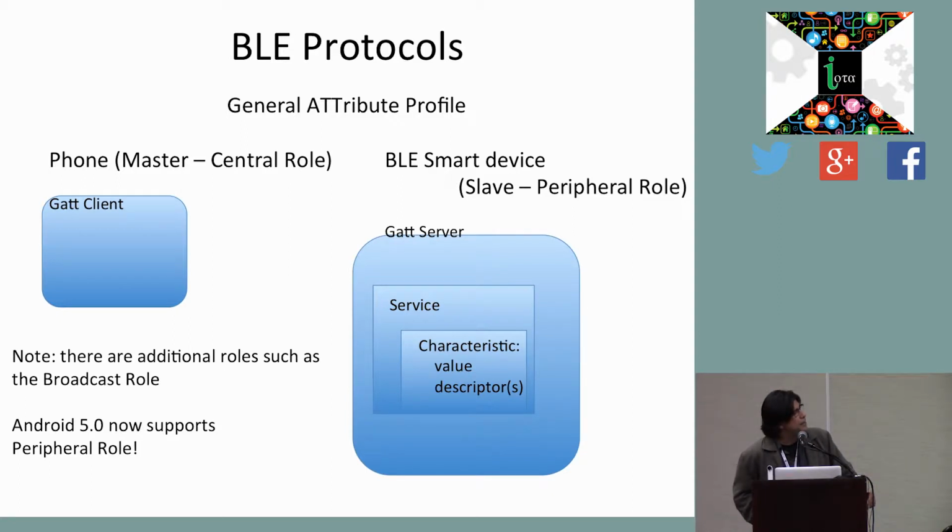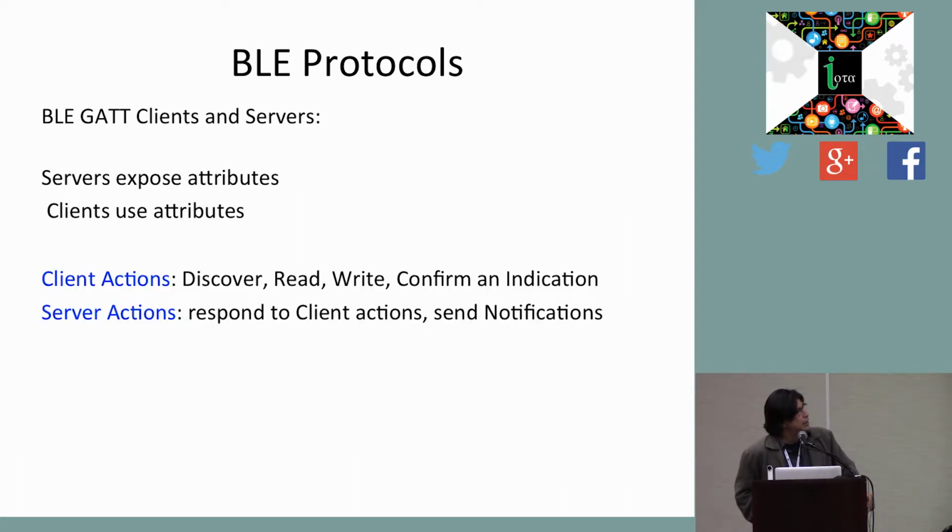So right now, as of Android 5.0, we now support peripheral role. So we can actually have the phone play both of these roles. So the BLE protocols.